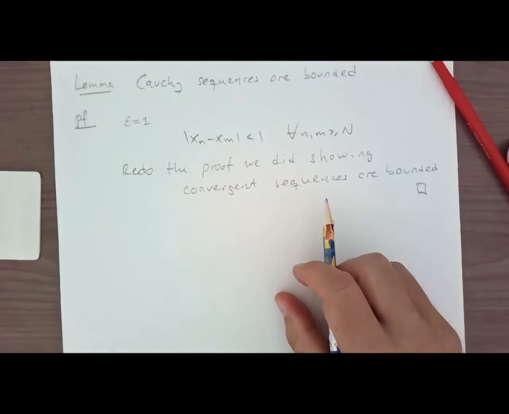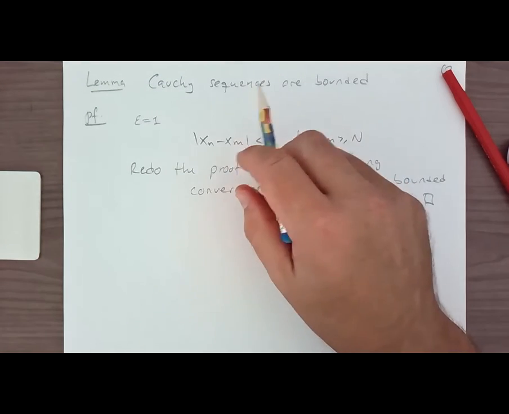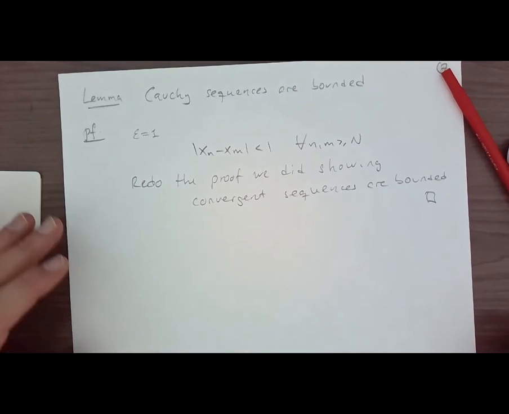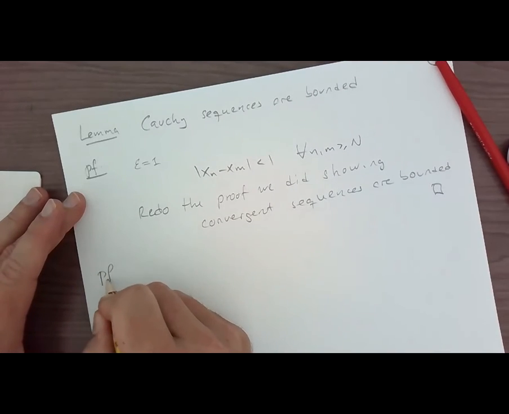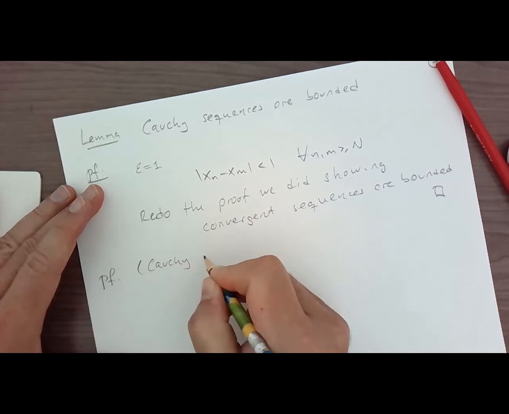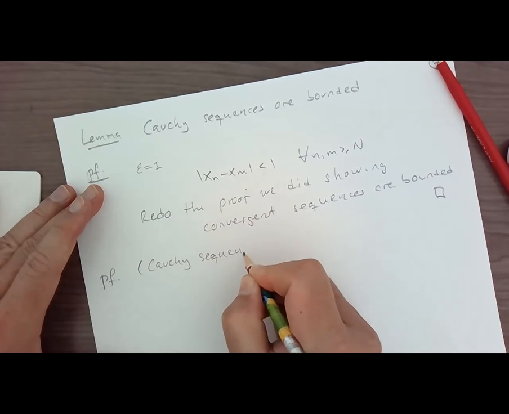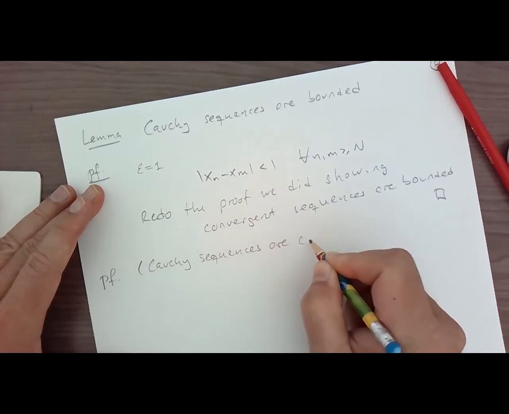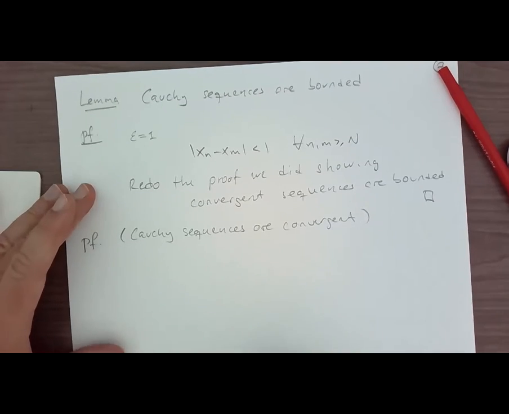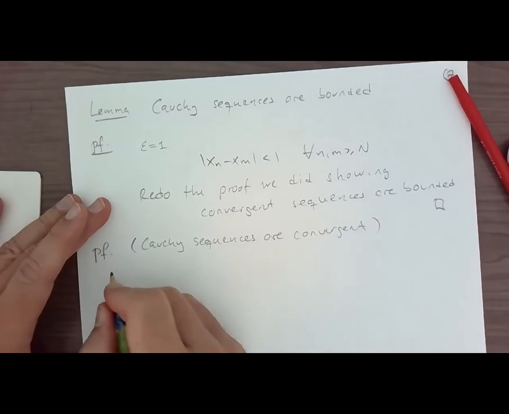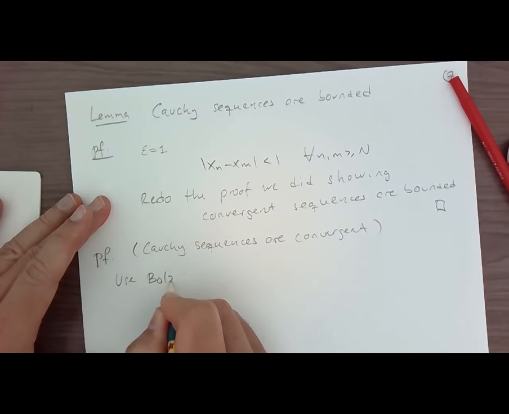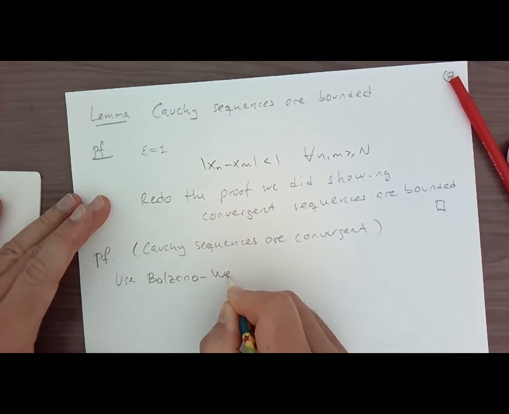And the thing that's going to make it work is that as soon as you have this boundedness property, then you're in business to apply the Bolzano-Weierstrass theorem, right? So, proof of the theorem that says that Cauchy sequences are convergent. Cauchy sequences are convergent. Proof: because of boundedness, you can use the Bolzano-Weierstrass theorem.